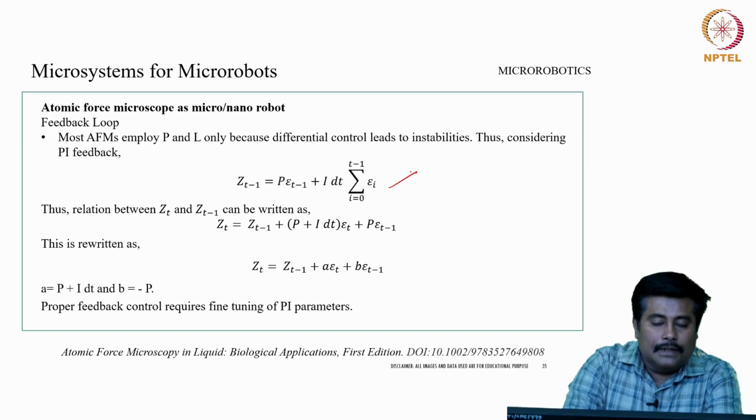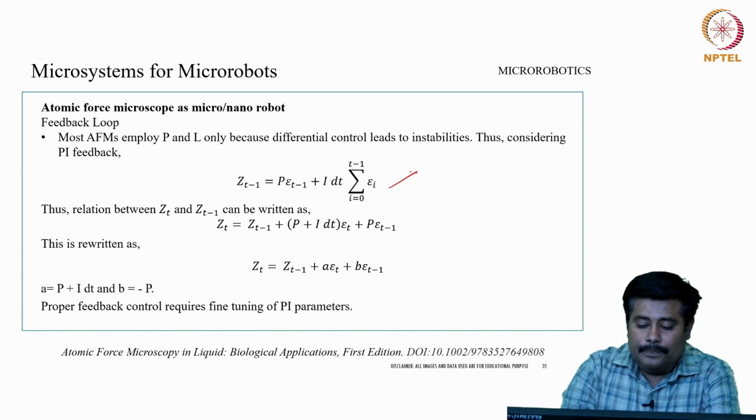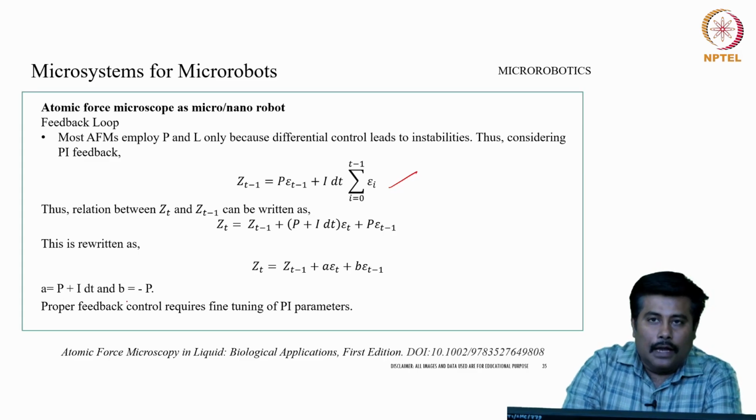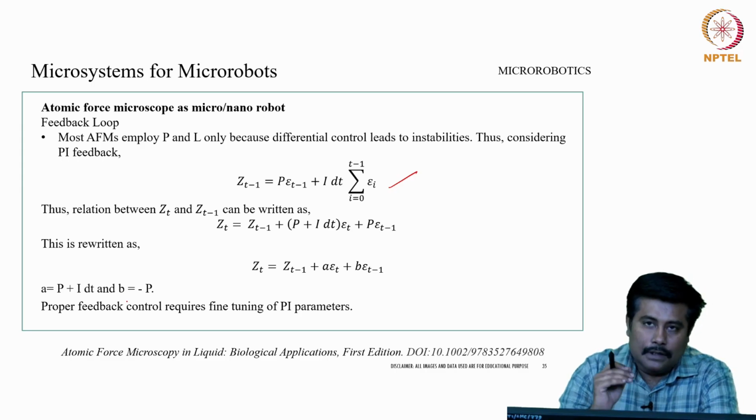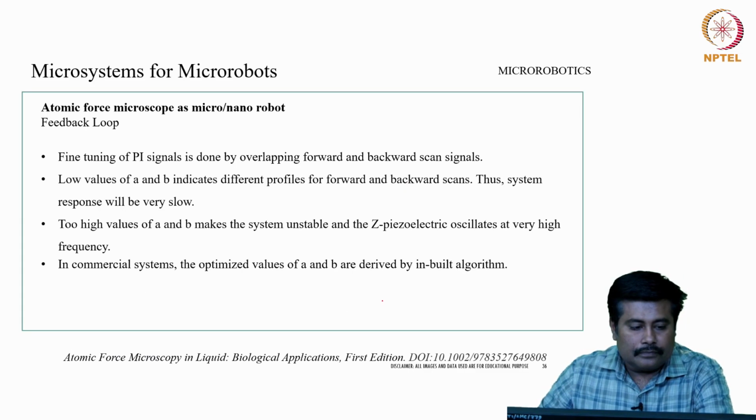The relationship between Zt and Zt minus 1 can be written as Zt equals Zt minus 1 plus P I dt epsilon t plus P epsilon t minus 1. This can be rewritten as Z of t minus 1 plus alpha epsilon t plus beta epsilon t minus 1, where A equals P plus I del t and B equals minus P. So, proper feedback control requires fine tuning of these PI parameters.